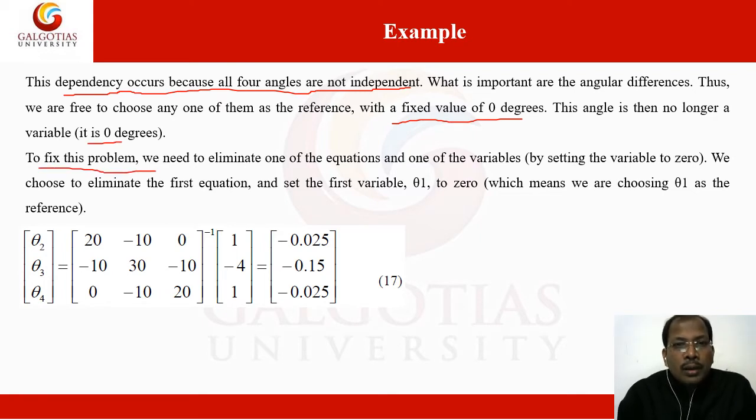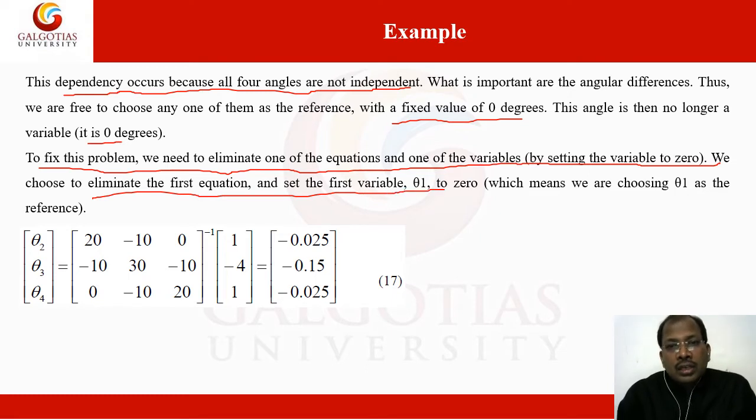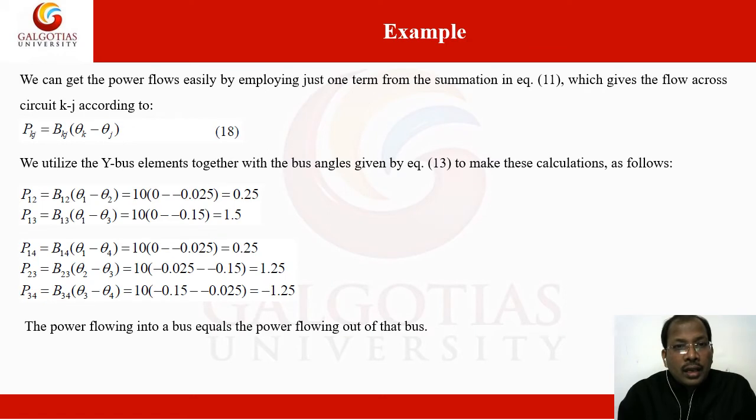To fix this problem, we need to eliminate one equation and one variable by setting the variable to 0. We choose the first equation and first variable theta 1. Suppose in the previous equation we put theta 1 equal to 0, so that is the reference value. We put theta 1 as 0 and simplify the Y matrix by eliminating the first row and first column, and the rest of the terms we put here. Then theta 2, theta 3, theta 4 are solved, so we can apply this equation and calculate.